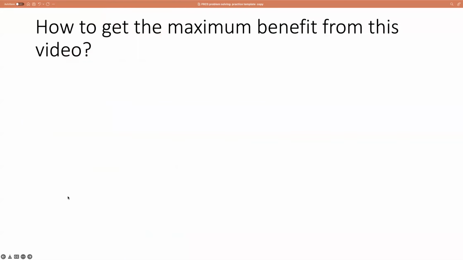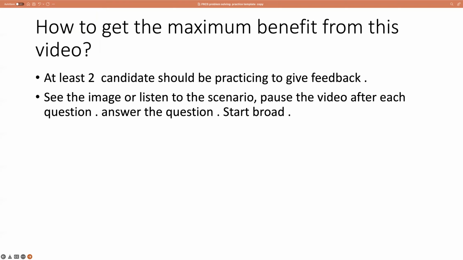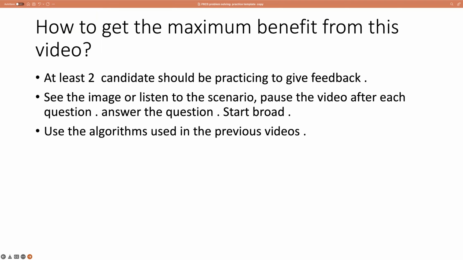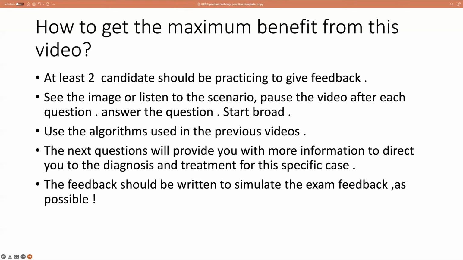As a reminder, how to get the maximum benefit from this video: at least two candidates should be practicing to give feedback to each other. See the image or listen to the scenario. Pause the video after each question, answer the question, try to start abroad. Use the algorithm used in previous videos. The next question will provide you with more information to direct you to the diagnosis and treatment for this specific case. The feedback should be written to simulate the exam feedback as possible.